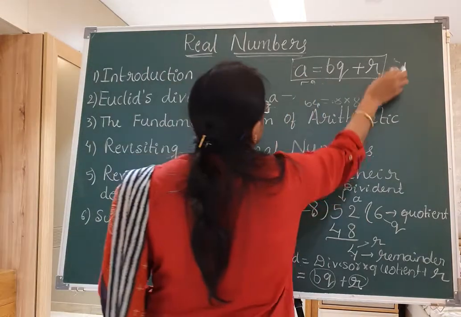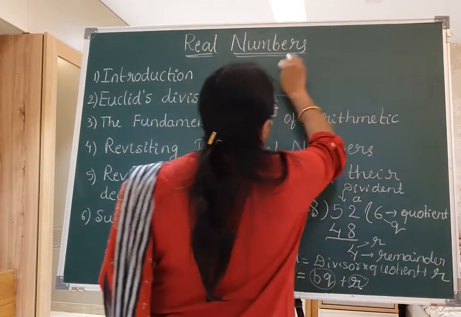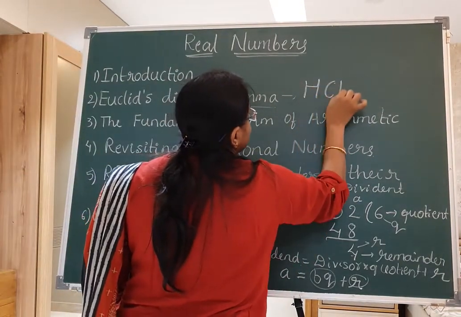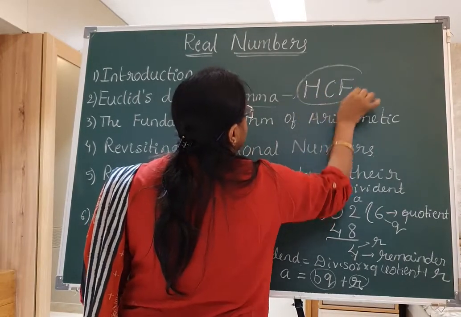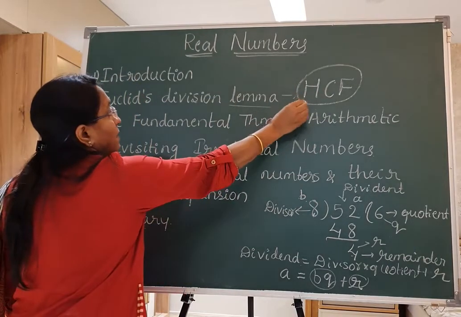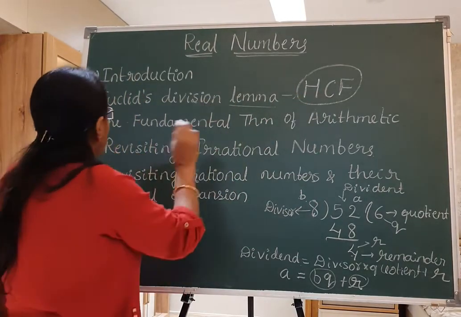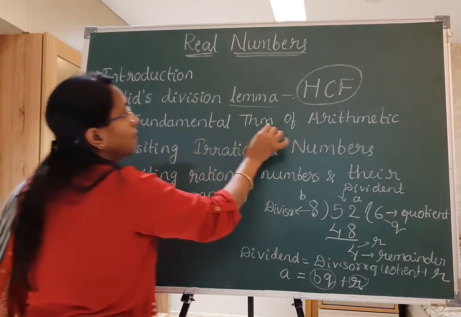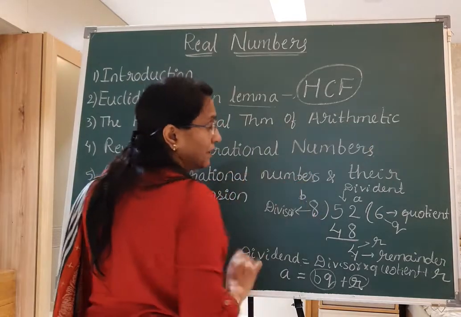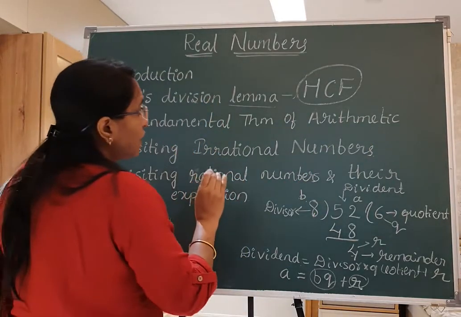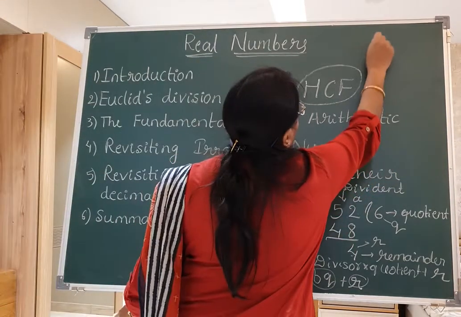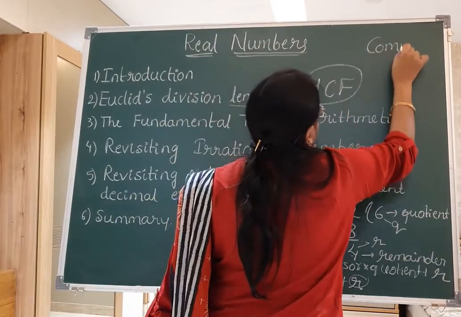What are the applications of Euclid's division lemma? By using this lemma, we can find out the HCF of two numbers, and the HCF of 3 numbers also. This is the application of this lemma. Next comes the fundamental theorem of arithmetic. This is the first theorem of arithmetic.